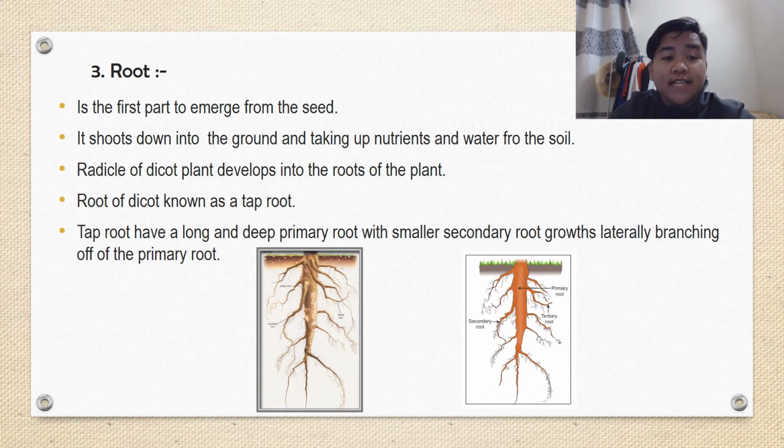The third one is roots. In plants, the radicle, or embryonic root, is the first part to emerge from the seed. It shoots down into the ground and begins taking up nutrients and water from the soil. The radicle of a dicot plant develops into the root of the plant. More specifically, the root of a dicot is known as a taproot. The taproot system has a long and deep primary root, with smaller secondary roots growing laterally, branching off the primary root.